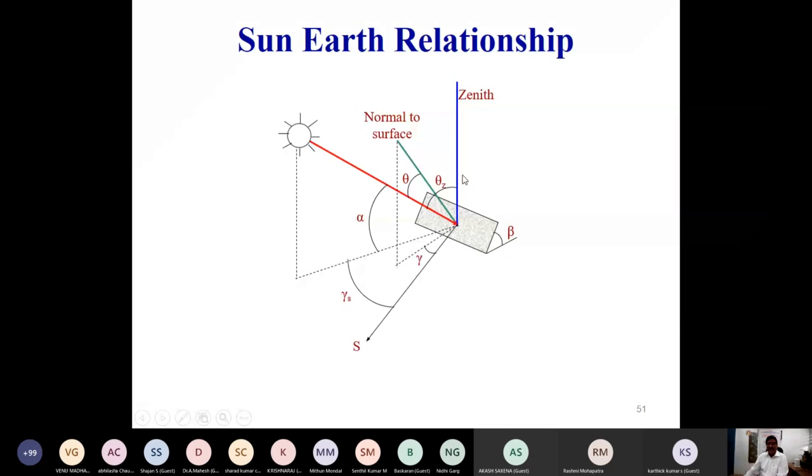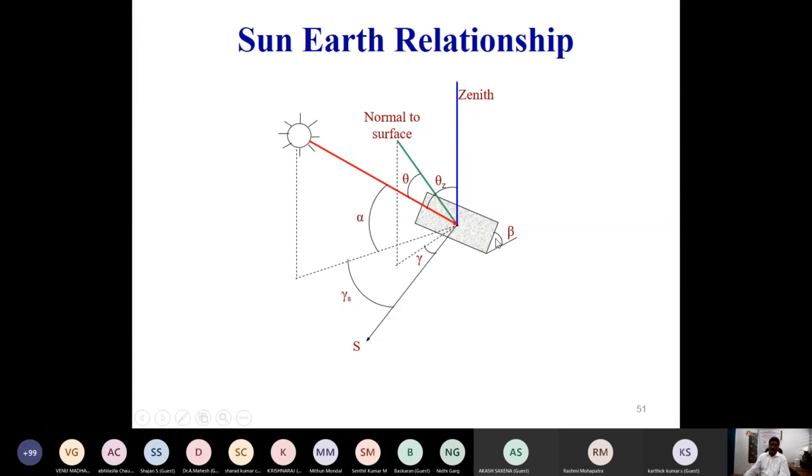Now our motto is to minimize the incidence angle. Theta is the incidence angle. If the same theta is defined with reference to the vertical line, that is, with reference to the horizontal surface, then this is called the zenith angle, theta z. Theta is equal to theta z for the special case. So the zenith angle is a special type of incidence angle.